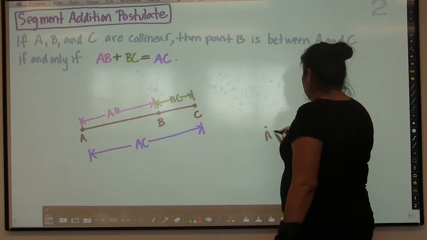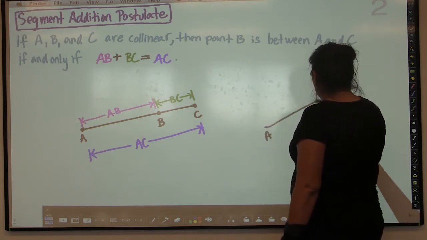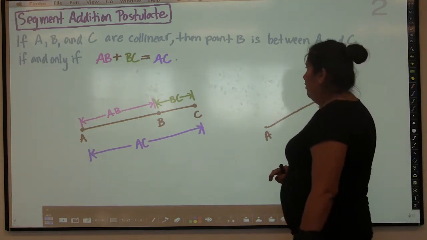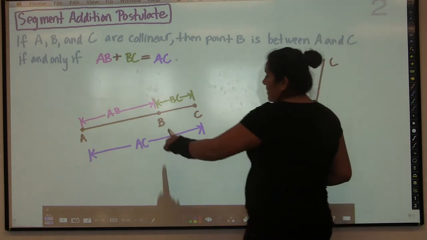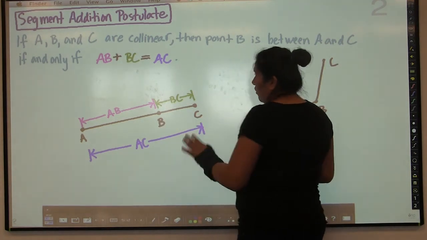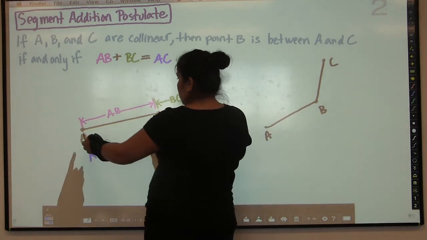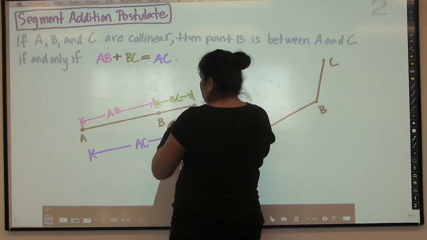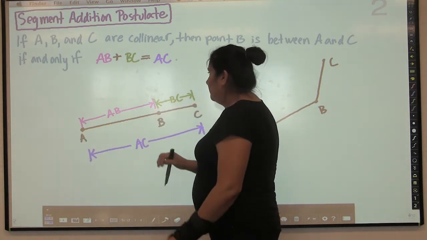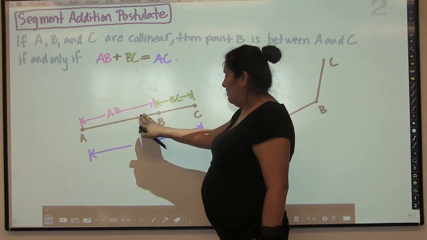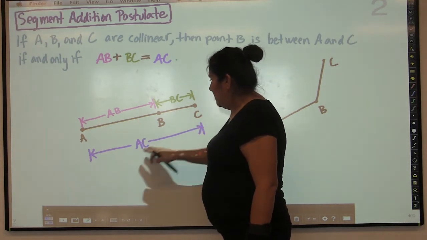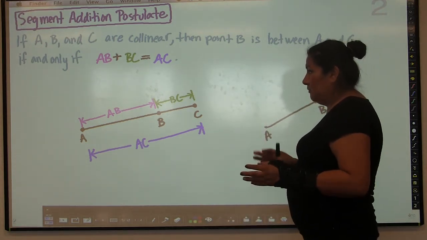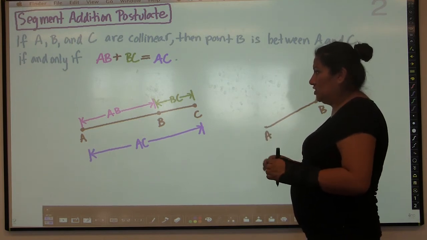So here's A to B, and then let's say that C's up there, okay? It says here that if A, B, and C are collinear, then point B is going to be between A and C if and only if the measurement of A to B, added to the measurement from B to C, will equal the measurement from A to C. So I've done in pink here what the segment AB is, in green BC, and then the entire thing is AC. So basically what it's saying is that if you take a segment and cut it up into different parts, and if you add those parts together, it should equal the whole.